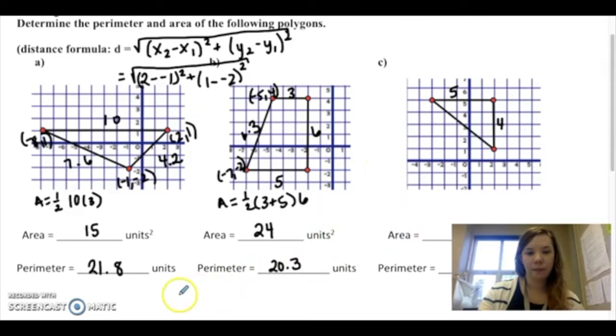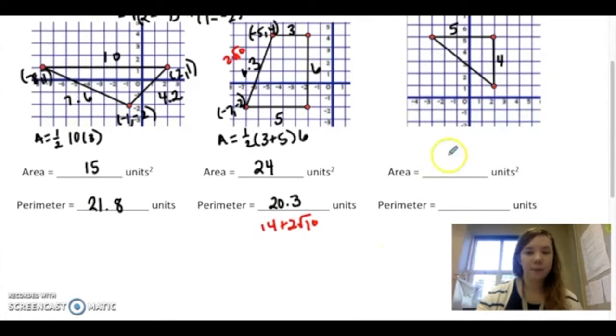Okay? And if it asks for exact form, you could do that. You just need to leave this as a simplified radical, which would be 2 root 10. They might ask you for that. And then you'd add them all together. And this one would be 14 plus 2 root 10, depending on your instructions. But we're going to go ahead and round those today.